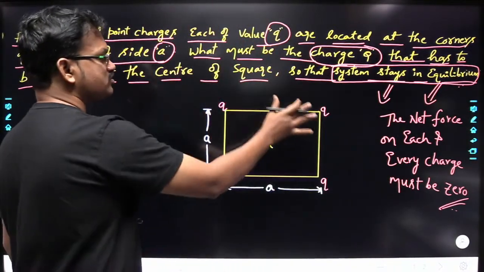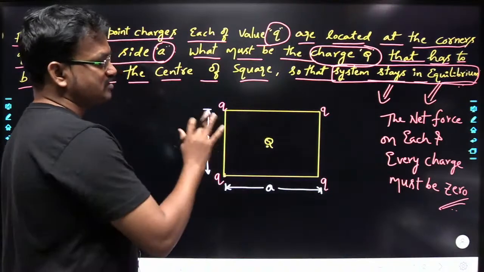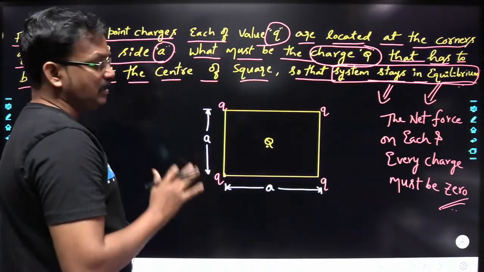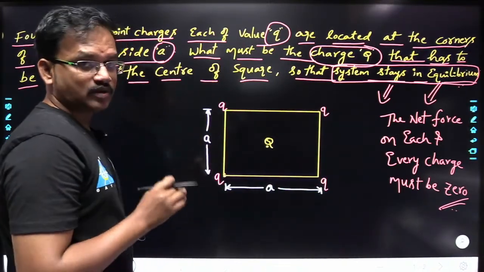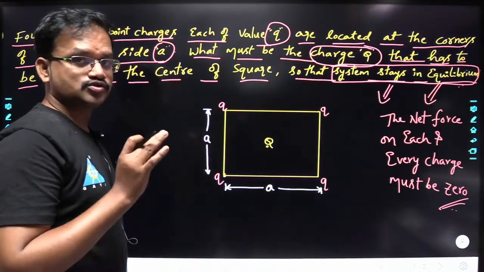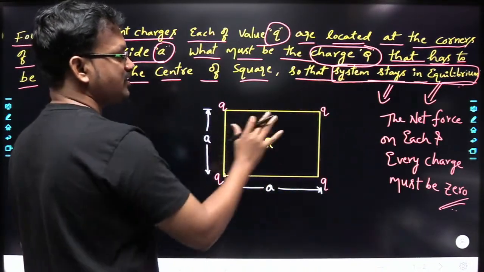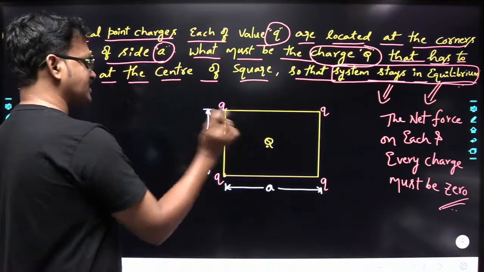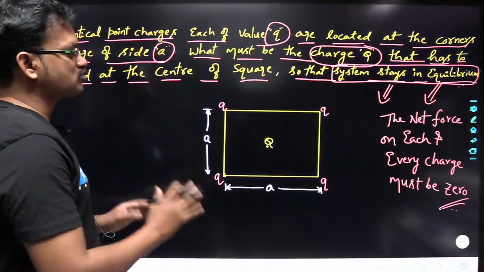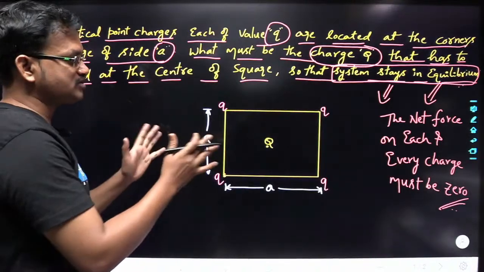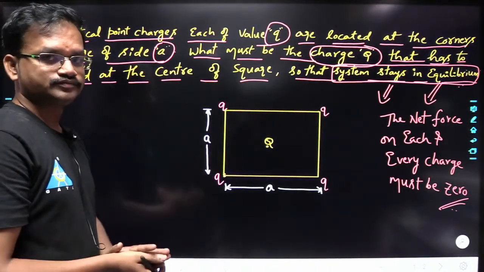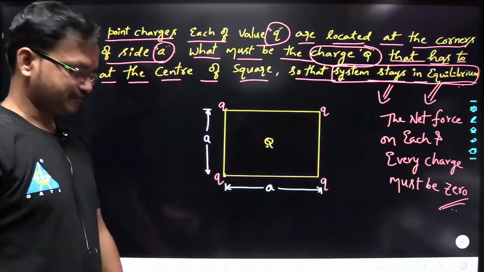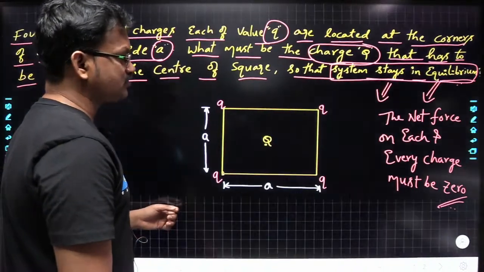So system means this whole setup we can call it as system. Okay, so this system must stay in equilibrium means in this system, whatever the charge carriers that are present, the net force on all those charge carriers must be equal to 0. Then we can say the system stays in equilibrium. Okay, so they are asking what must be the charge capital Q that has to be placed exactly at the center such that the net force on all the charges will go to 0. Understood? Has to become 0. So you have to determine this capital Q value. Now see here.